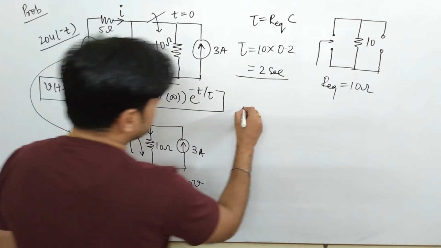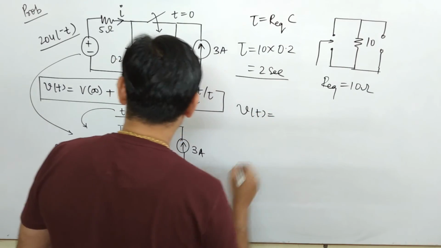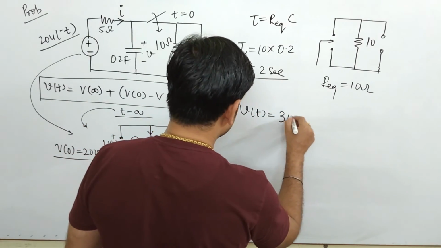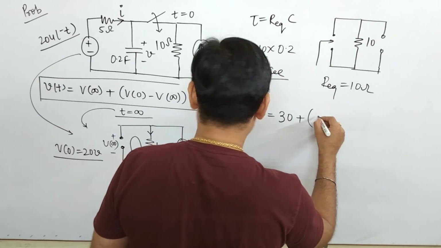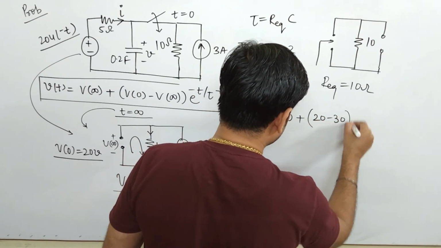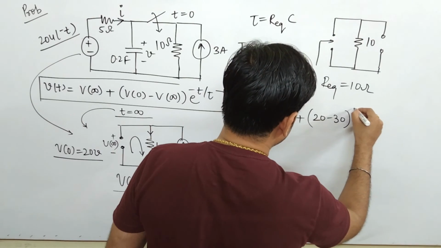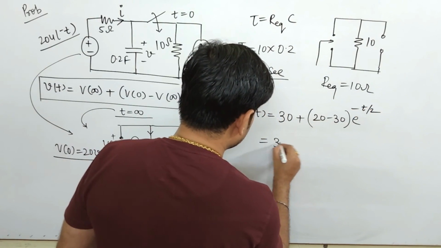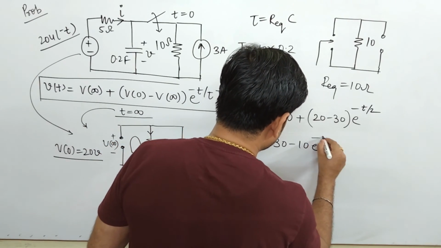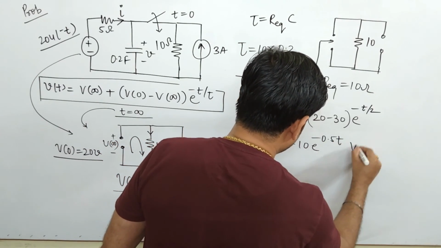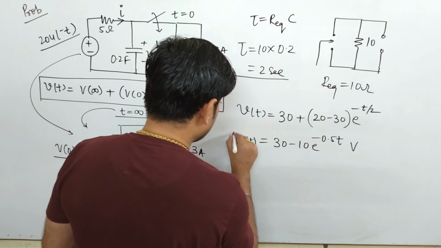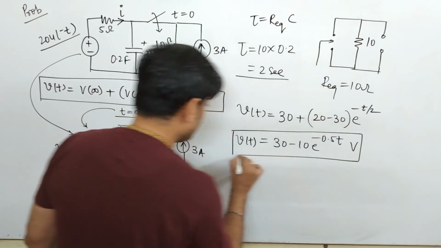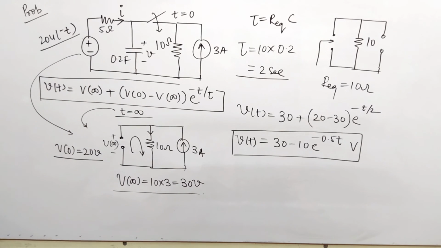Once you know the value of tau, the solution for Vt comes to be V infinite, that is 30, plus V0, that is 20, minus 30, into e to the power minus t by 2, or you can say it is 30 minus 10 e to the power minus 0.5 t volt. So this is the value of Vt you have found for this circuit. Very important. So friends, this is the solution for Vt.